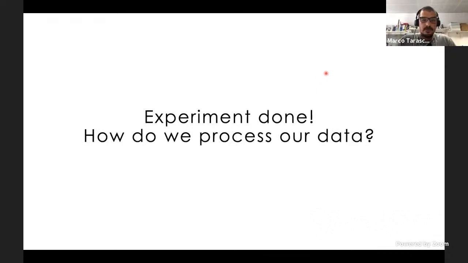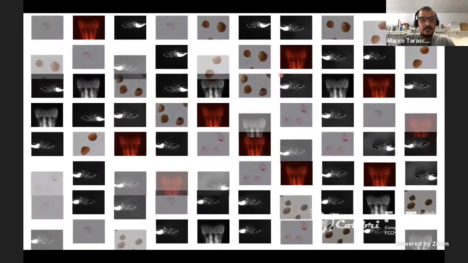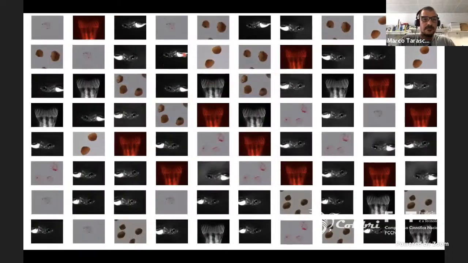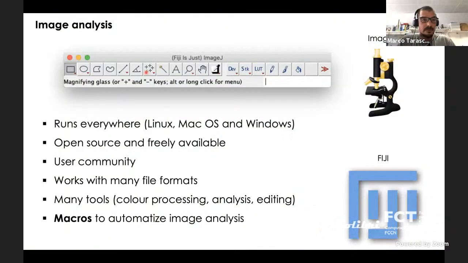Okay, as I just showed you, we perform our experiments, the experiments are done, but then how do we process our data? Especially when every week we end up with thousands of images of larvae, scales, caudal fin, and so on. So to analyze them, we use Fiji or ImageJ.